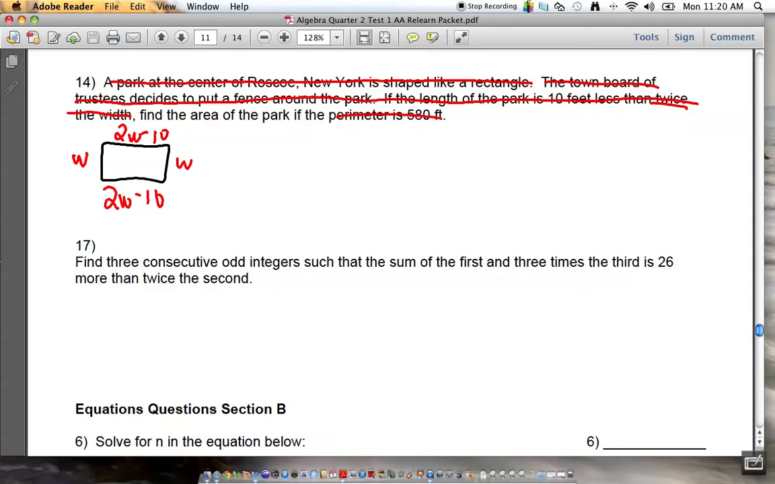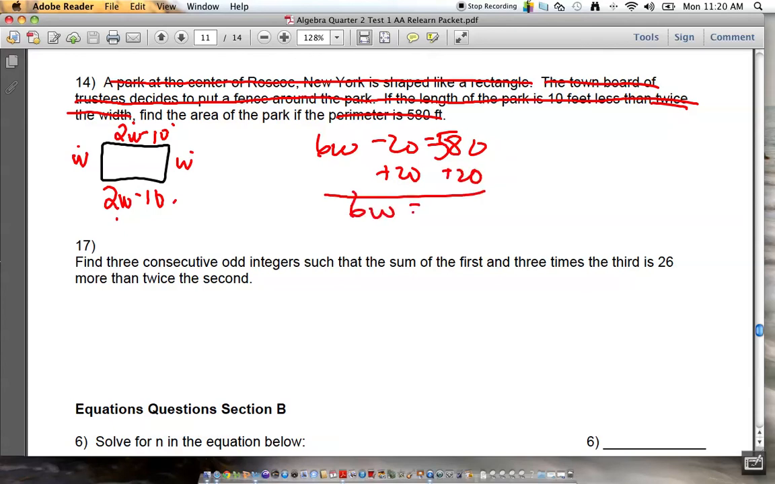So if I add up all the sides, I'm going to do this in my head. 1W, 3W, 4W, 6W. Again, I added up all my W's while they were in the diagram. And a negative 10 and a negative 10 is a negative 20 equals 580. Adding 20 to both sides, I get 6W is 600. Dividing by 6, and I get W is 100. So this side's 100, and this side is 2 times 100, which is 200 minus 10 is 190.